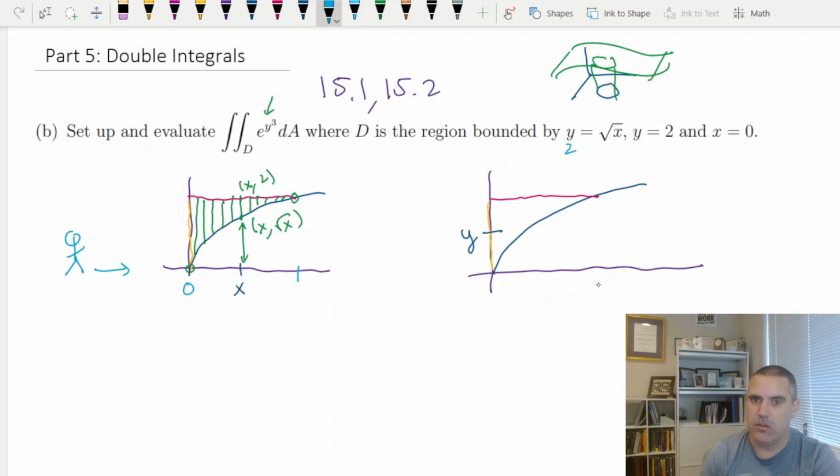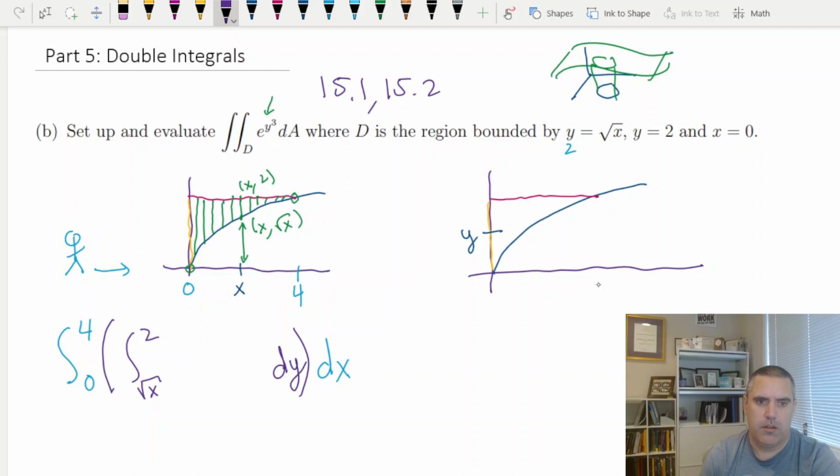If y is 2, what's x? Oh, it's 4. So one way to describe this is for every x between 0 and 4, and that's what I mean when I say I'm doing it in terms of x, there is a pattern for how far we go. And that pattern is we're going to go from the square root of x to 2. And that's how these iterated integrals work. And then in here you have e to the y cubed. That's one way to set up the problem.